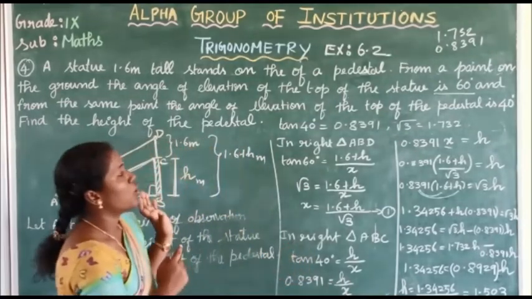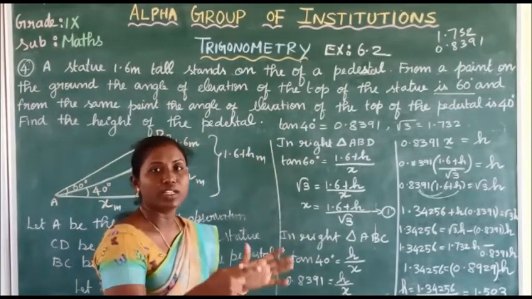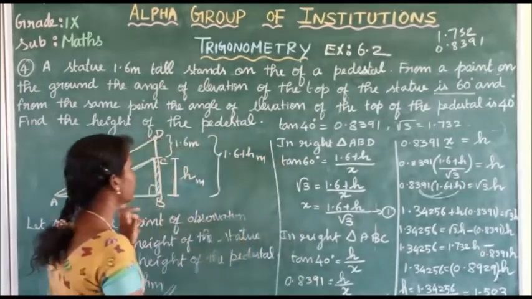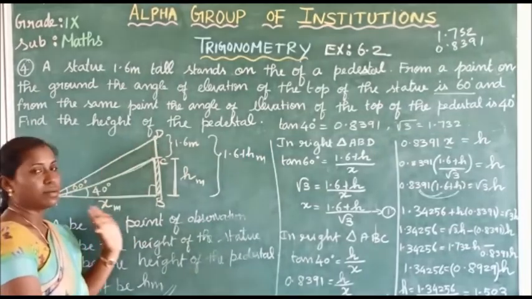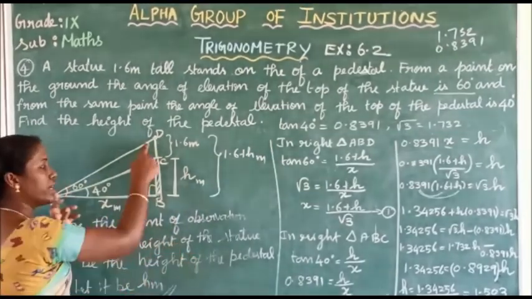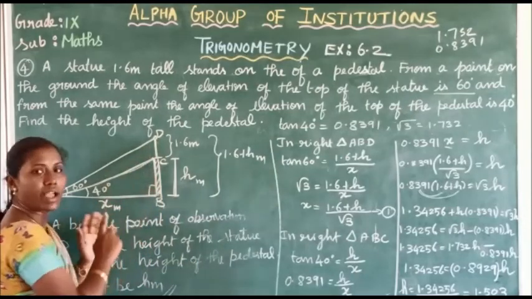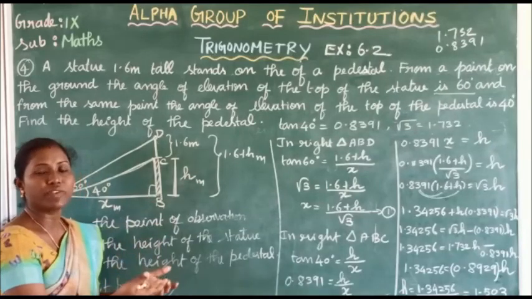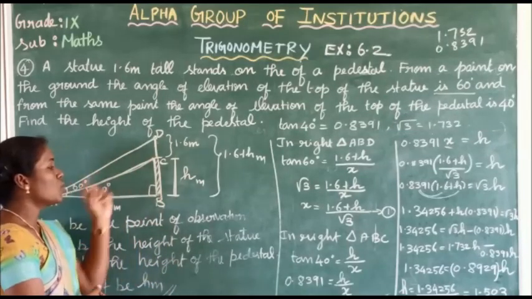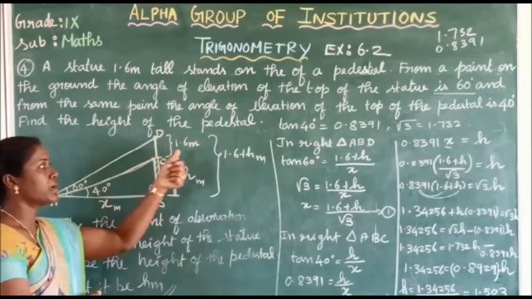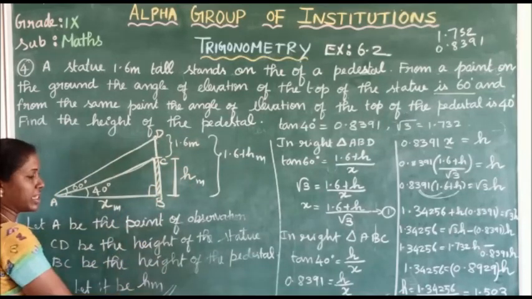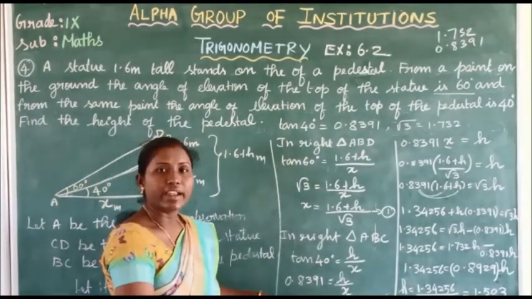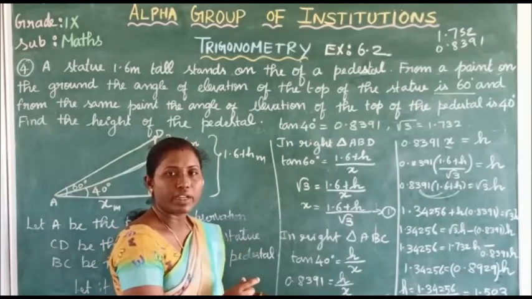So see children, while solving problems like these, I already told you the steps to follow. First, read the question twice clearly, then draw the rough diagram. Here a statue and pedestal are given, but finally we are going to draw a triangle only. In the triangle, it should be clear which portion is the statue, which is the pedestal, and which portion we have to find. Mark the given measures and give a description for the diagram. Then, using the right angle triangle, choose the correct trigonometric ratio and solve for the needed value.